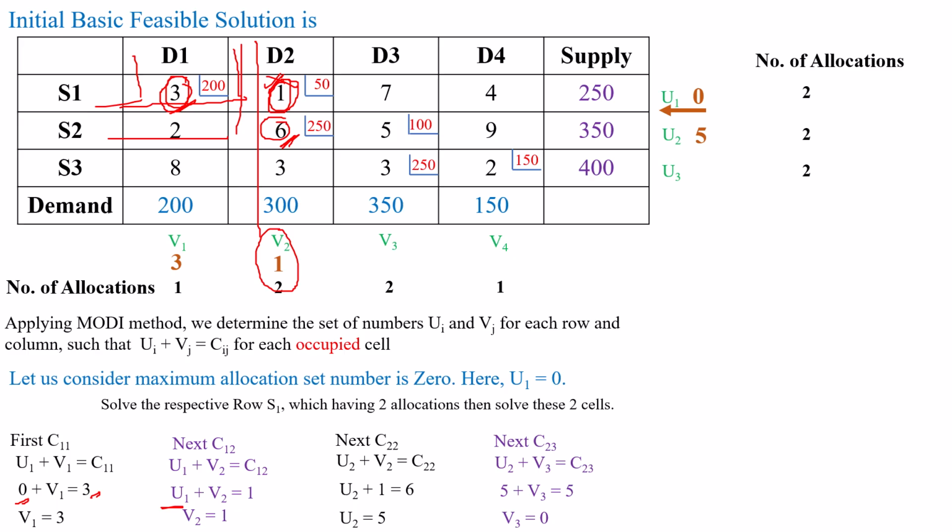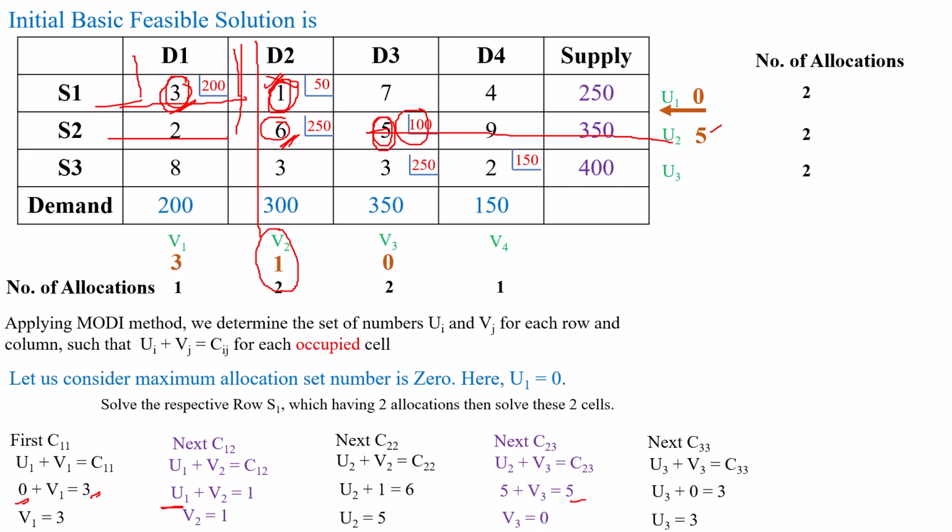Next we solve C23. We got the u2 number, so observe the allocated cell in the second row. This value is C23, which is 5. Then we have the relation u2 plus v3 equal to C23. The u2 value is 5, so 5 plus v3 equal to 5, then v3 equals 0. So we got the v3 value also.